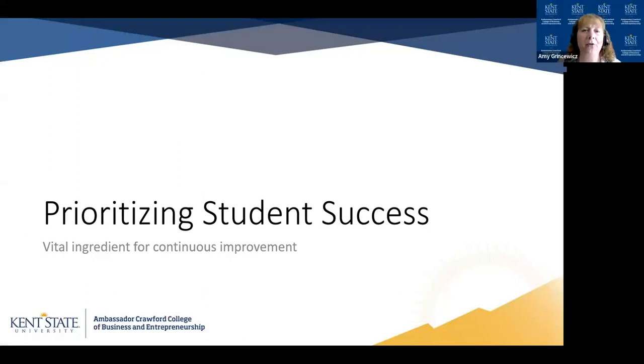So this is where we're going to get into how we prioritize student success. These are all the different data methods that we use, that we continuously use to help increase our QM implementation, increase our high quality standards that we have, and help support the students.